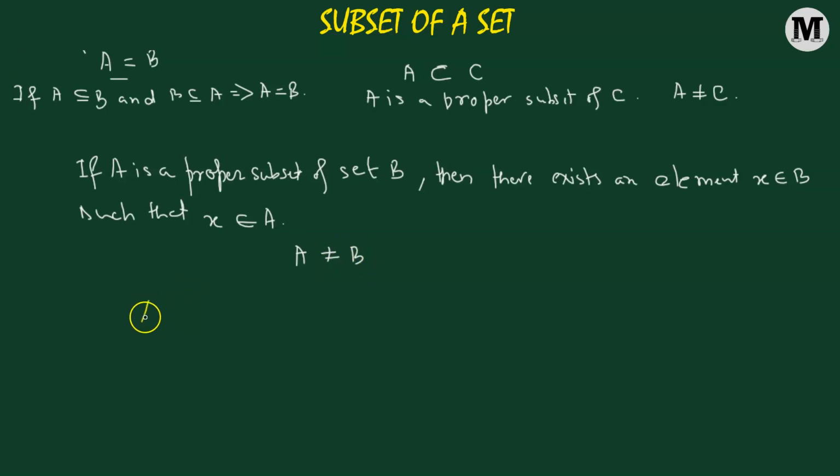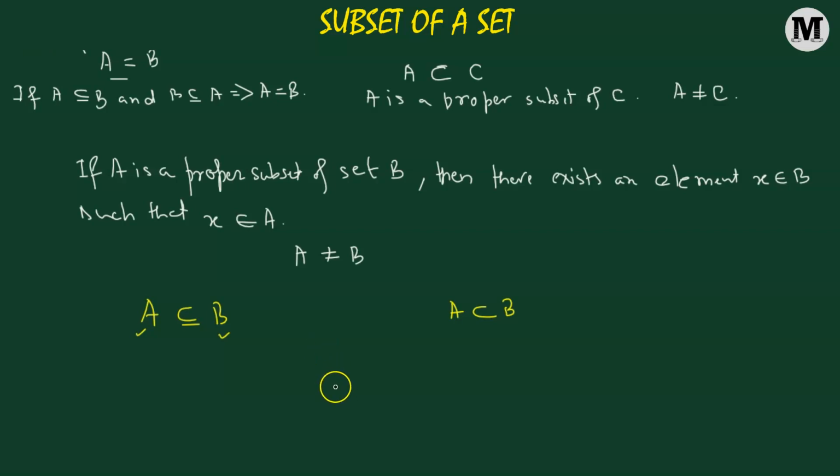The key difference between A is a subset of B and A is a proper subset of B is that, in the first case, all the elements of A are present in B and all the elements of B are also present in A. Whereas in the case of a proper subset, all the elements of A are present in B, but there will be some elements in B which are not present in the set A.